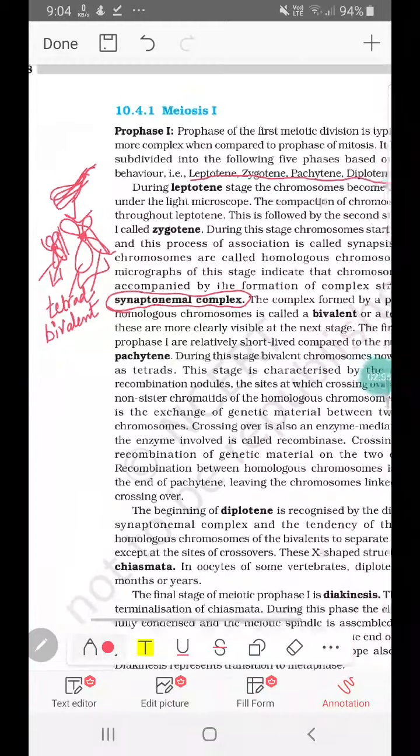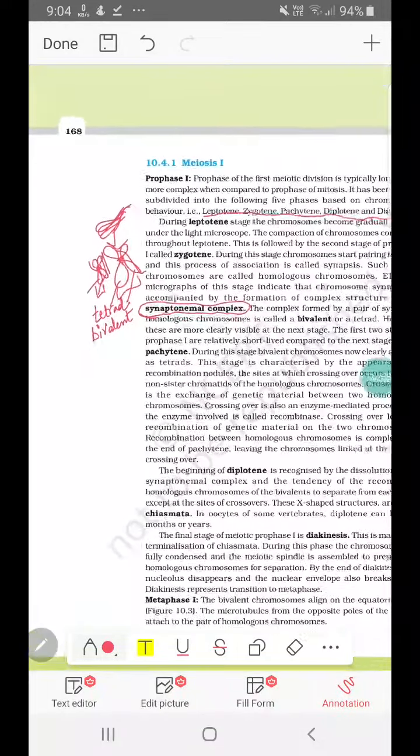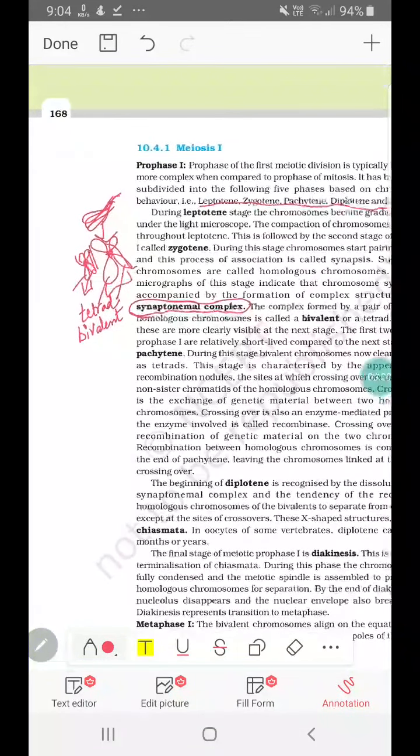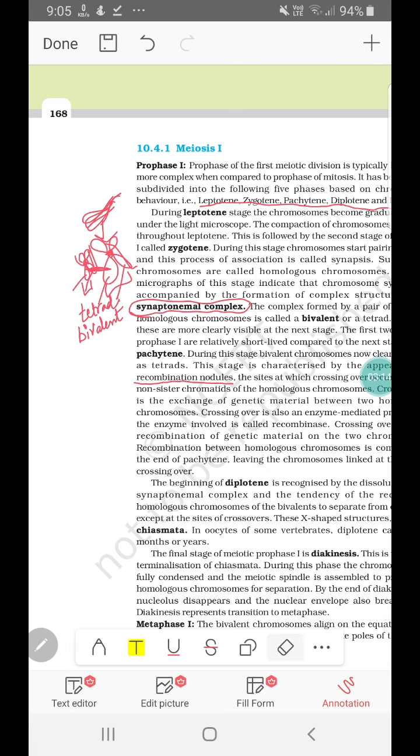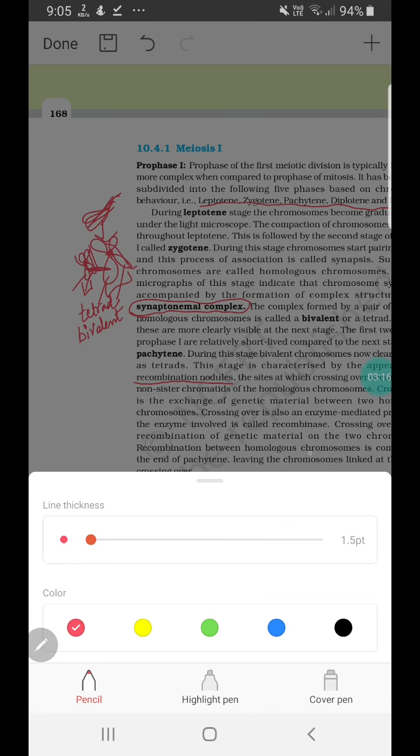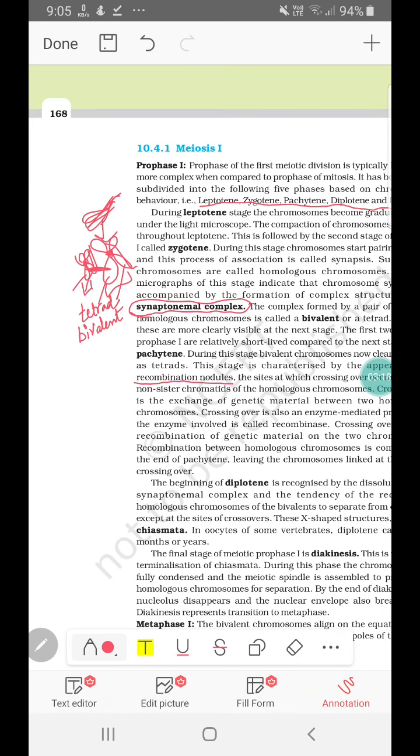Next is pachytene, wherein this stage is characterized by the formation of recombination nodules, where the exchange of genetic material will occur. Finally, there is a recombinase enzyme which will help in this process. It will also help in crossing over, which is enzyme mediated.